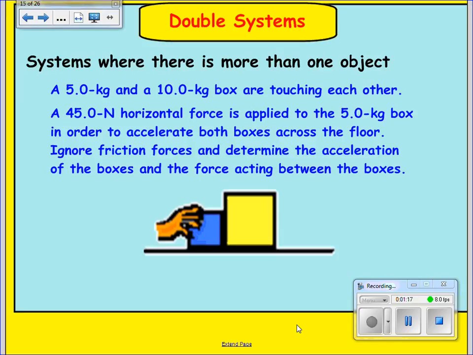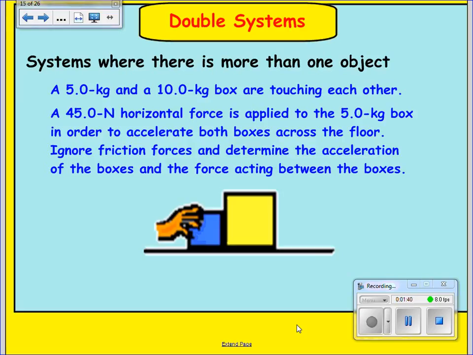So a double system is defined as where it's more than one object. So let's just take a look at this example right now. A 5 kilogram and a 10 kilogram box are touching each other. A 45 Newton horizontal force is applied to the 5 kilogram box in order to accelerate both boxes across the floor. We're going to ignore friction forces, and we want to determine the acceleration of the boxes and the force acting between the boxes. Before we get started, let's go ahead and write a few notes.